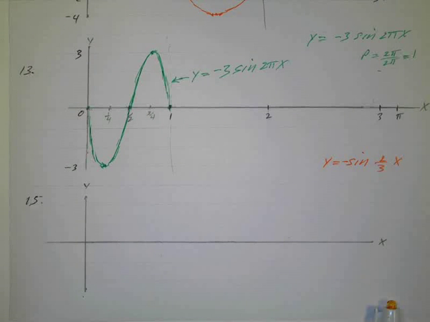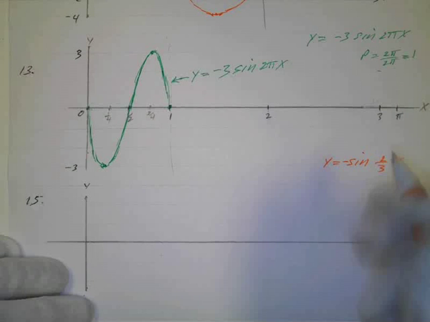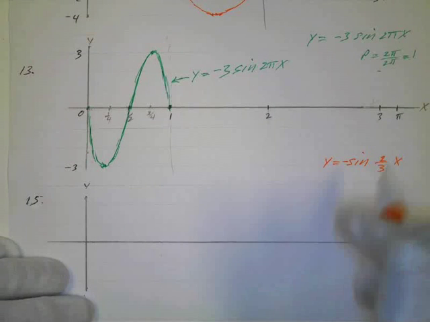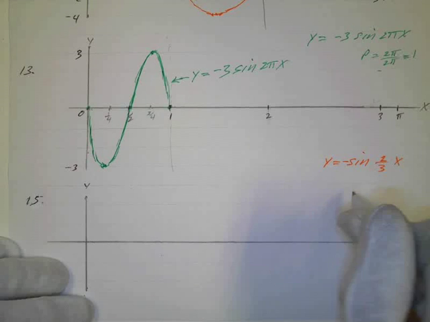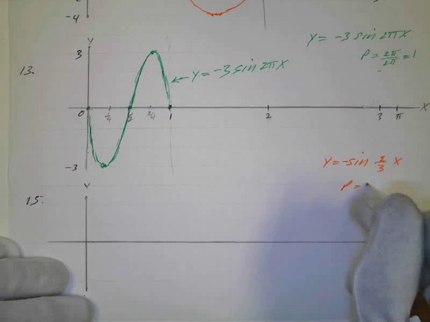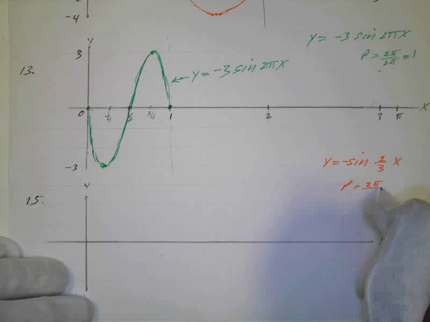Okay, this is some more problems from section 4.5, more graphing, and this is going to be number 15. The function was y equals negative sine of 2/3 x. So we have to figure out the period. Remember, this is b, so the period equals this very important formula, 2 pi divided by b, which is 2 pi divided by 2/3.